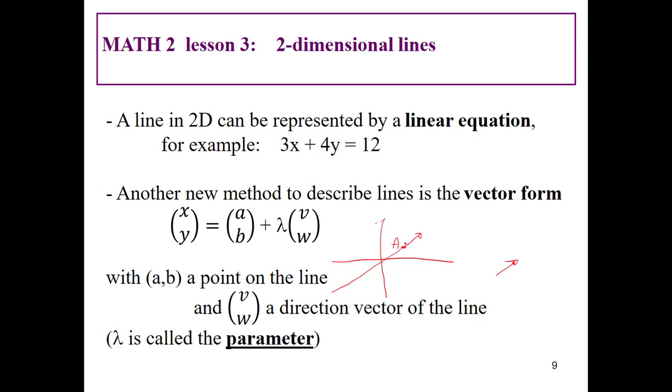If I have a negative multiplication, I go to the left. If I have a positive multiplication, I go to the right. So this complete line is given with the help of one point and one vector. This vector is called the direction vector. And the lambda we are using is the scalar multiplication. This can be anything from minus infinity to positive infinity, and is called the parameter.